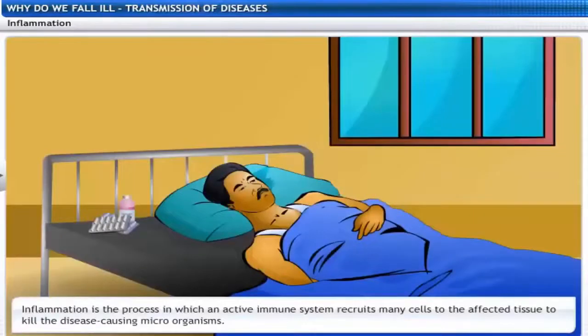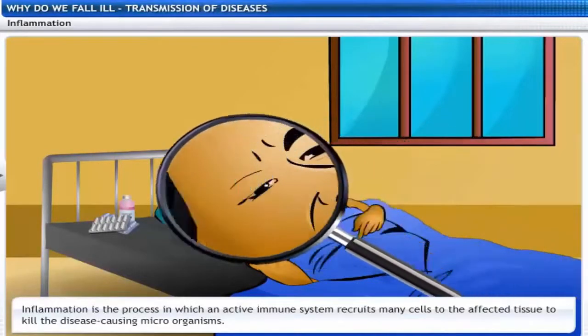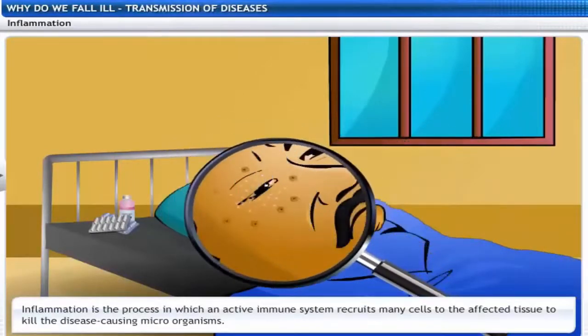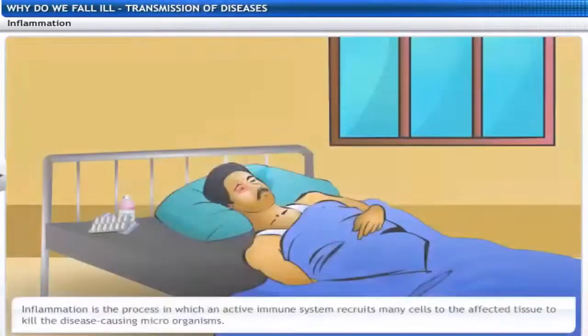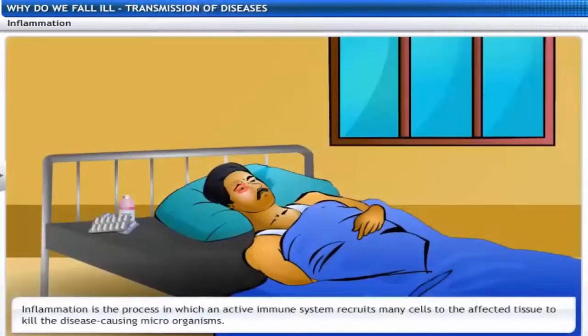The third effect is inflammation. An active immune system recruits many cells to the affected tissue to kill the infectious agents. This process is called inflammation. Some local effects are swelling and pain, and a general effect is fever, which is caused by inflammation.